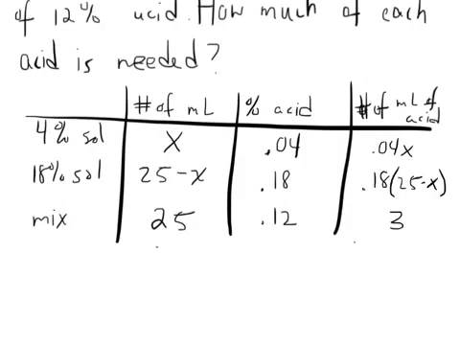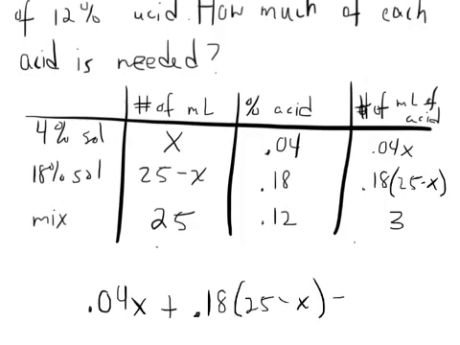All right, so at this point in time, what do we know? What can we do with this table? Why did we make it? What's the reason? It helps us know how to make the equation. Okay, so what does the equation look like, Chris? It would look like 0.04x plus 0.18 times 25 minus x, and equals 3. Good.